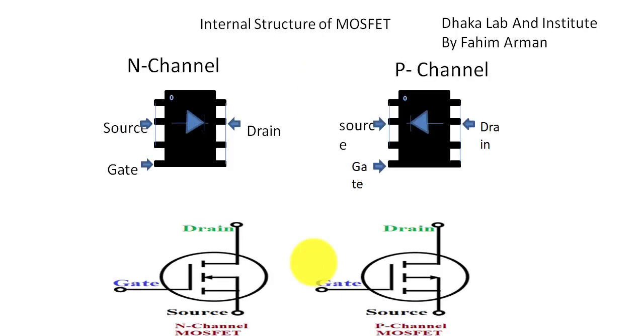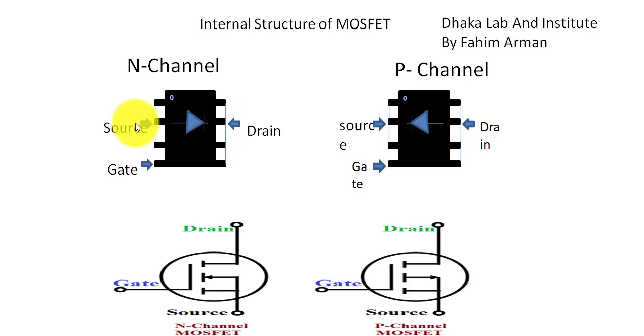The internal structure of MOSFET is here. I'll show you that internally there is a diode here. Okay, for N channel the diode position is here. This is anode and this is cathode. Source is anode and drain is cathode.